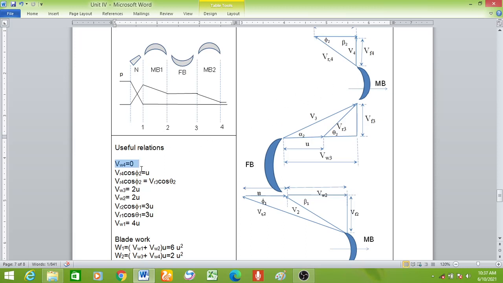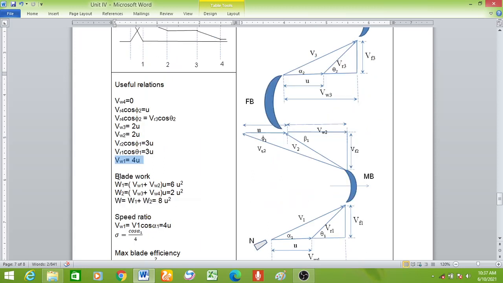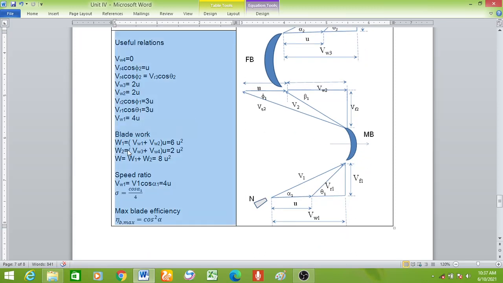From that you can apply the concept that relative velocity is constant along the moving blade. Then accordingly you can proceed, and you have to end up with the inlet velocity component. From that you can find the blade work. I have given here independently blade work 1 and blade work 2, then the total blade work.